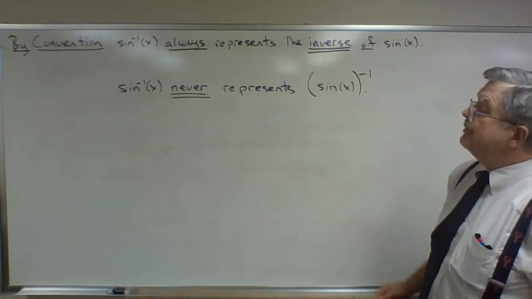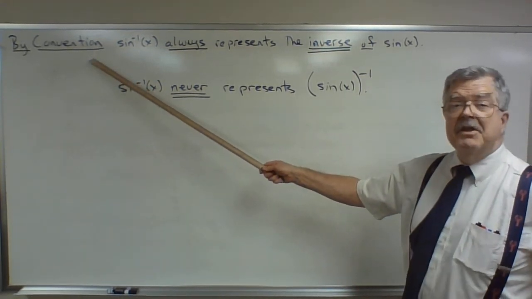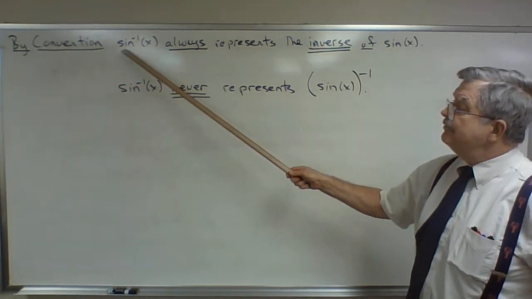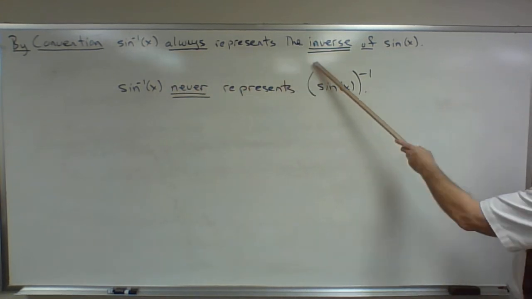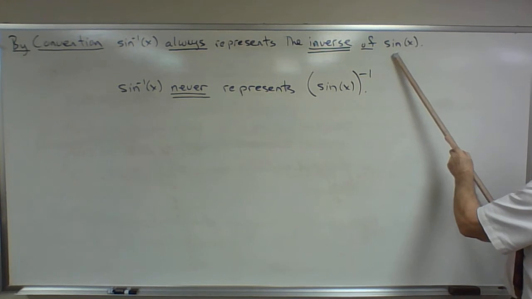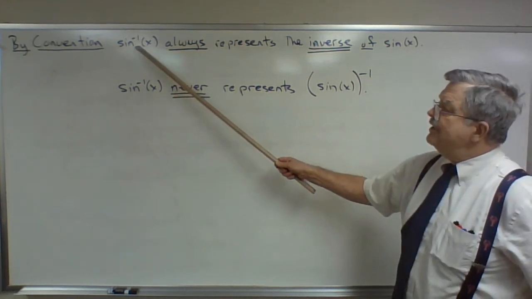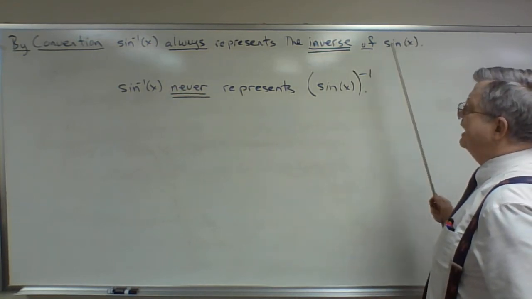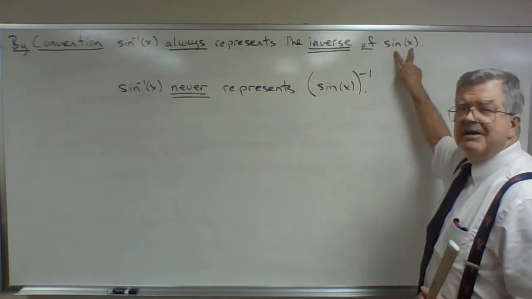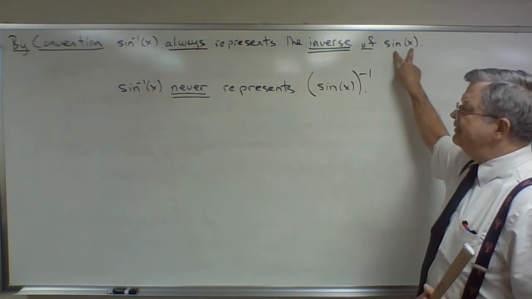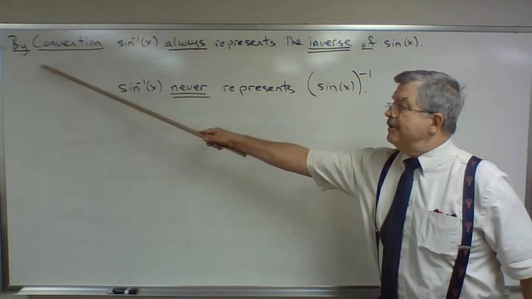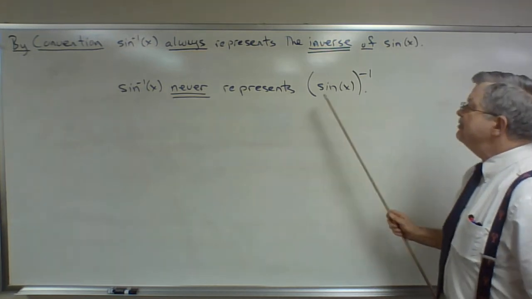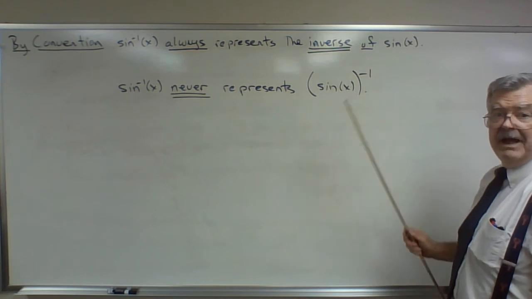So here's the answer. By universal mathematical convention, this symbol, sine inverse of x, always represents the inverse of sine of x. Whenever we see this, it is always interpreted as the inverse of sine of x, the function that undoes sine of x through function composition. And by universal mathematical convention, this symbol never represents sine of x to the negative 1 power.